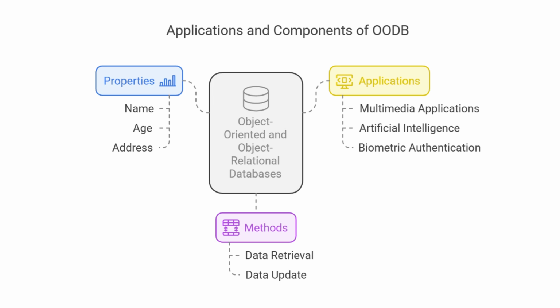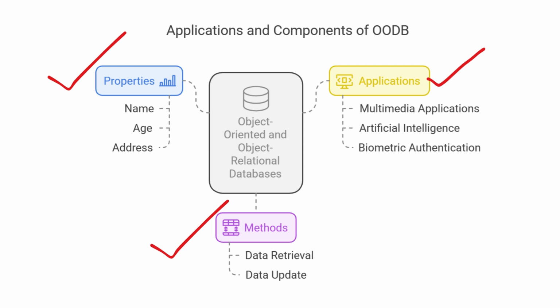The object-oriented databases, or OODB, are designed to store objects rather than simple tables. Now, what do we mean by objects? If you have ever worked with programming languages like Java or Python, you might know that an object is a self-contained unit of data that includes properties, like a person's name, age, and address, and methods, the functions that allow the object to perform actions. Instead of storing data in rows and columns, OODB store entire objects, including their properties and methods.